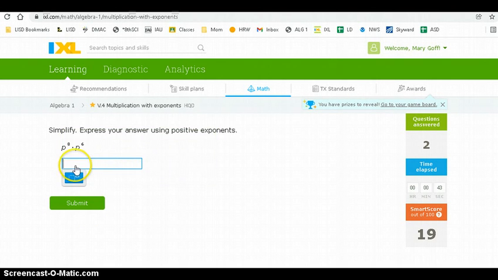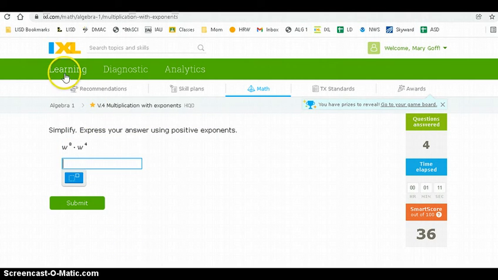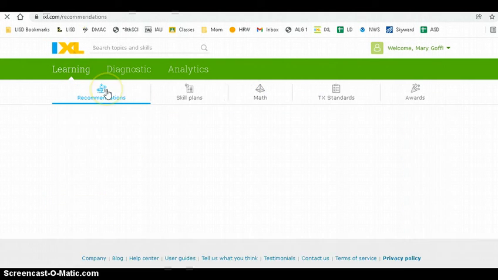Okay. P to the 8th times p to the 6th is just p to the 14th power. Etc. Y to the 4th times y to the 5th is y, oops, hang on, to the 9th, etc. Okay, let's see what else I have.